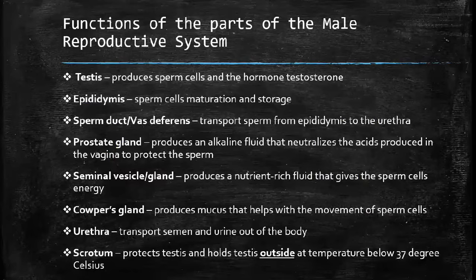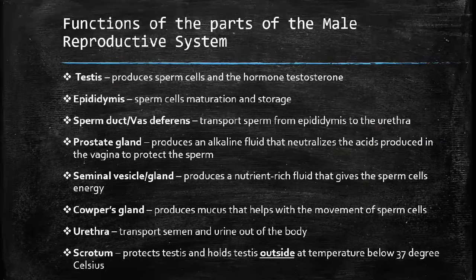Now, moving forward, we have the seminal vesicle or the seminal gland. Those are also very important because they produce a nutrient-rich fluid that gives the sperm cells energy for movement. They need energy for movement so it stays moving, you know. And then we've got the corpus gland. The corpus gland is very important as well because it produces mucus, a sticky or slippery fluid or substance that helps with the movement. It makes the sperm move freely and nicely.